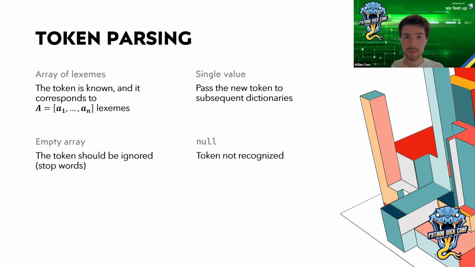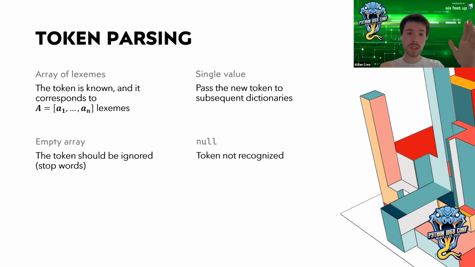And we are going to perform this process of token parsing. As I said, that's removing stop words and taking the lexemes of the words to get this distilled version, which is going to be much more compact to work with, and that is going to help us perform better searches.